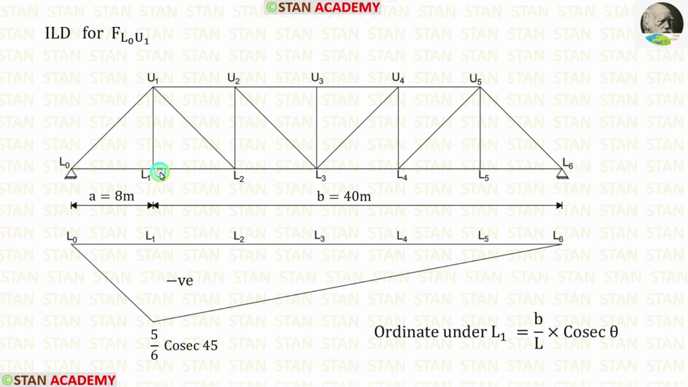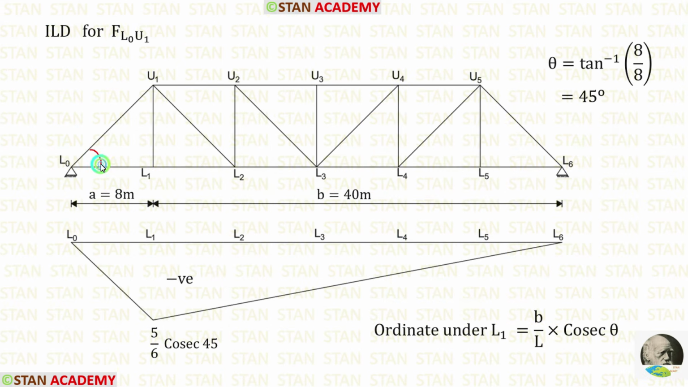The formula for the ordinate under L1 is B upon L cosec theta. B is 40 meter, length is 48. When we apply in the formula, we are getting this. For finding out the theta value, let us apply the tan formula. The opposite side height is 8 meter. The adjacent side is also 8 meter. Tan inverse 8 upon 8, we will get 45 degree. So for theta, let us apply 45.